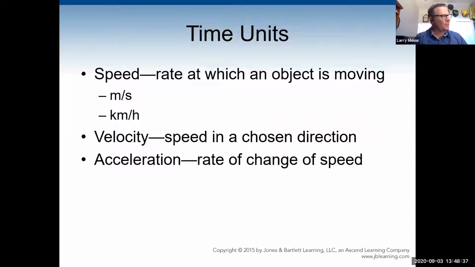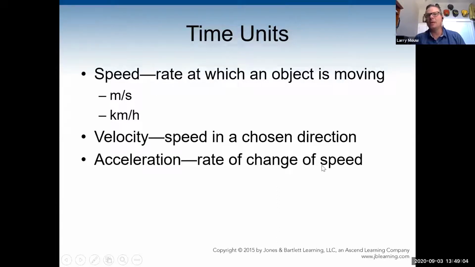We continue on with these. We see that with the units of time, we can have things such as speed. This is a rate at which an object is moving. So speed may be like meters per second, kilometers per hour, or as we use in the US, miles per hour. Now velocity is speed in a chosen direction, whereas acceleration is the rate of change of speed.